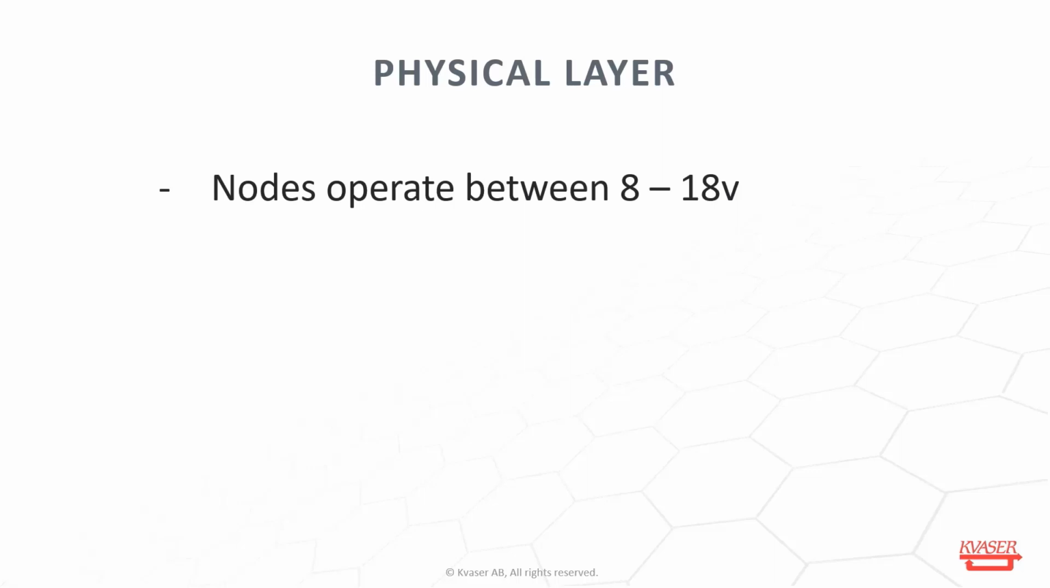Nodes operate between 8 and 18 volts. You won't see high voltage on a LIN. Lower power means less to run the system, basically. So smaller nodes, a little less power to operate them.